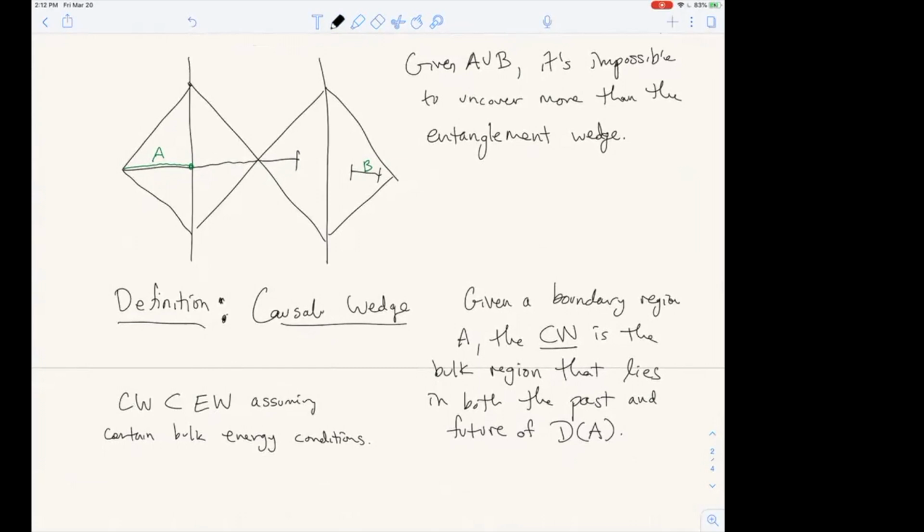But yet these bilocal couplings, in some sense, are moving this causal wedge. They're moving it out, right? Because things that weren't causally accessible by A are now causally accessible, right? So in some sense, they're moving this causal wedge out deeper into the bulk.